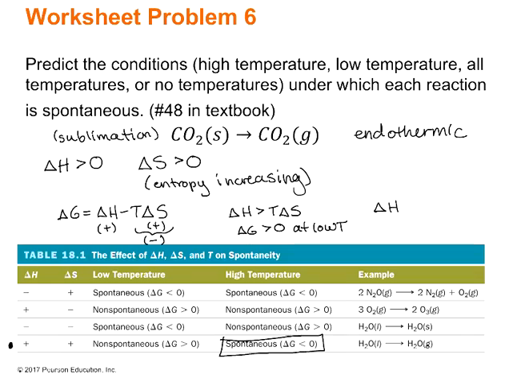Now, if we consider the other instance where delta H is less in magnitude than T delta S, then that would tell us that T delta S is overpowering delta H. So the whole thing will become negative. So delta G will be less than 0. Now, if T delta S is much greater than delta H, that means that we have a high temperature because that's what's making T delta S so large. Okay, and that tells us that delta G is negative, or the reaction is spontaneous at high temperatures.